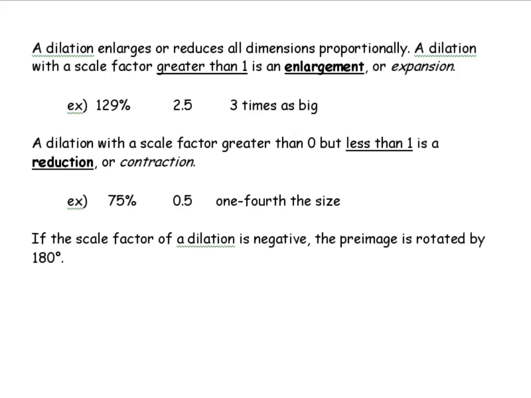Any dilation with a scale factor that's greater than 0 but less than 1 is called a reduction or a contraction because it's actually getting smaller. So you're looking for percentages smaller than 100% but greater than 0, for example 75%. You're looking for decimal values between 0 and 1, like 0.5 or 0.6 or 0.7825, or where we would state that it is 1/4 the size, or 1/3 of the size, or half of the size.